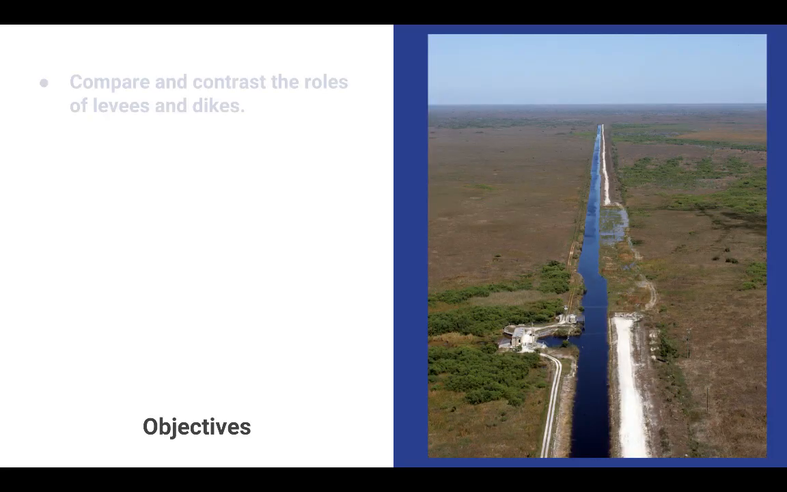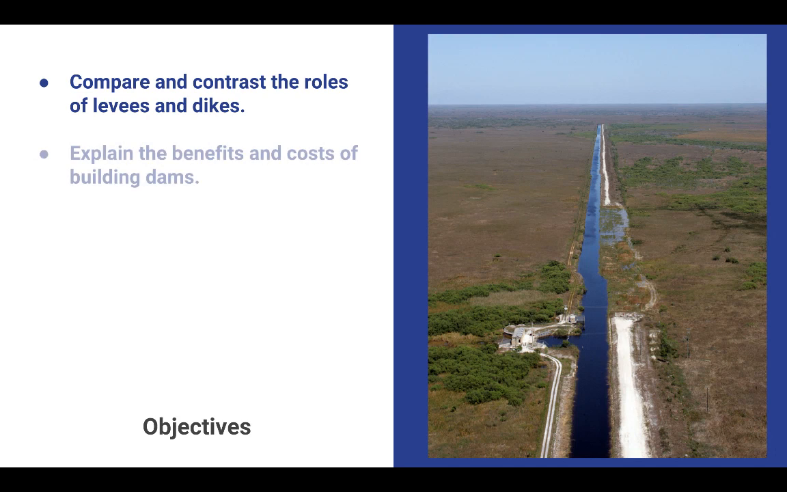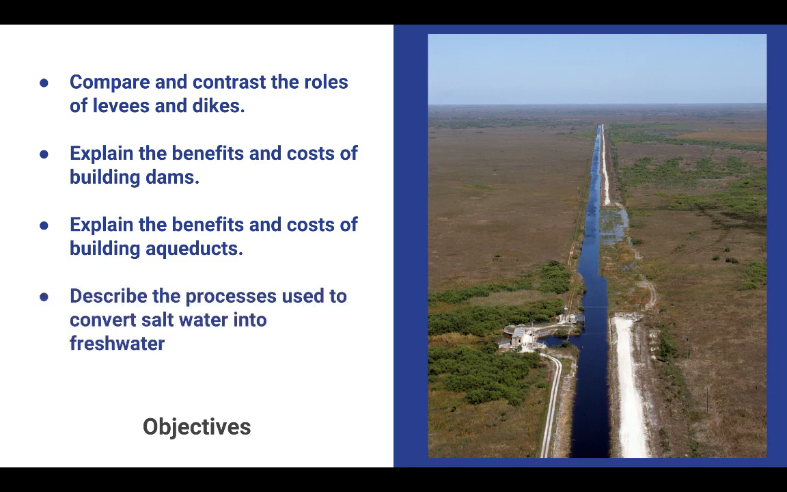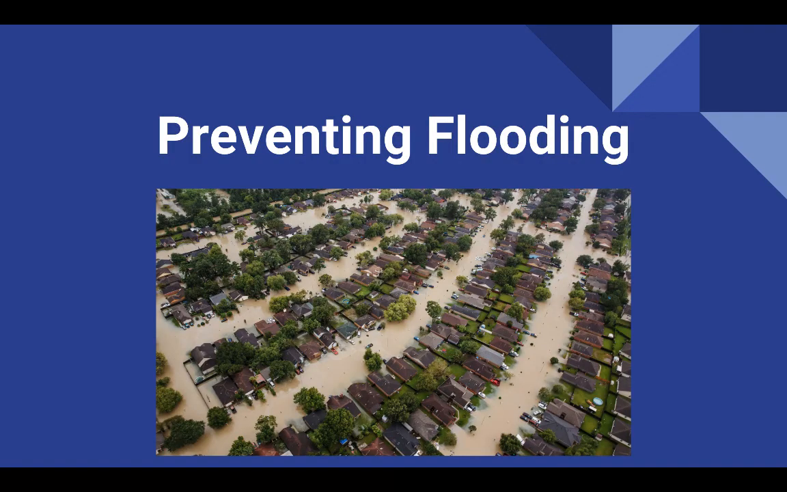So today what we're going to look at is how we channel the flow of flood waters with levees and dikes, how we block the flow of rivers with dams to store water, and even how we divert water from rivers and lakes to transport to distant locations. And we're even going to finish up here with how we can obtain fresh water by removing salt from the salt water. So we're going to look at each of these water distribution methods and examine their costs and their benefits. So let's get moving.